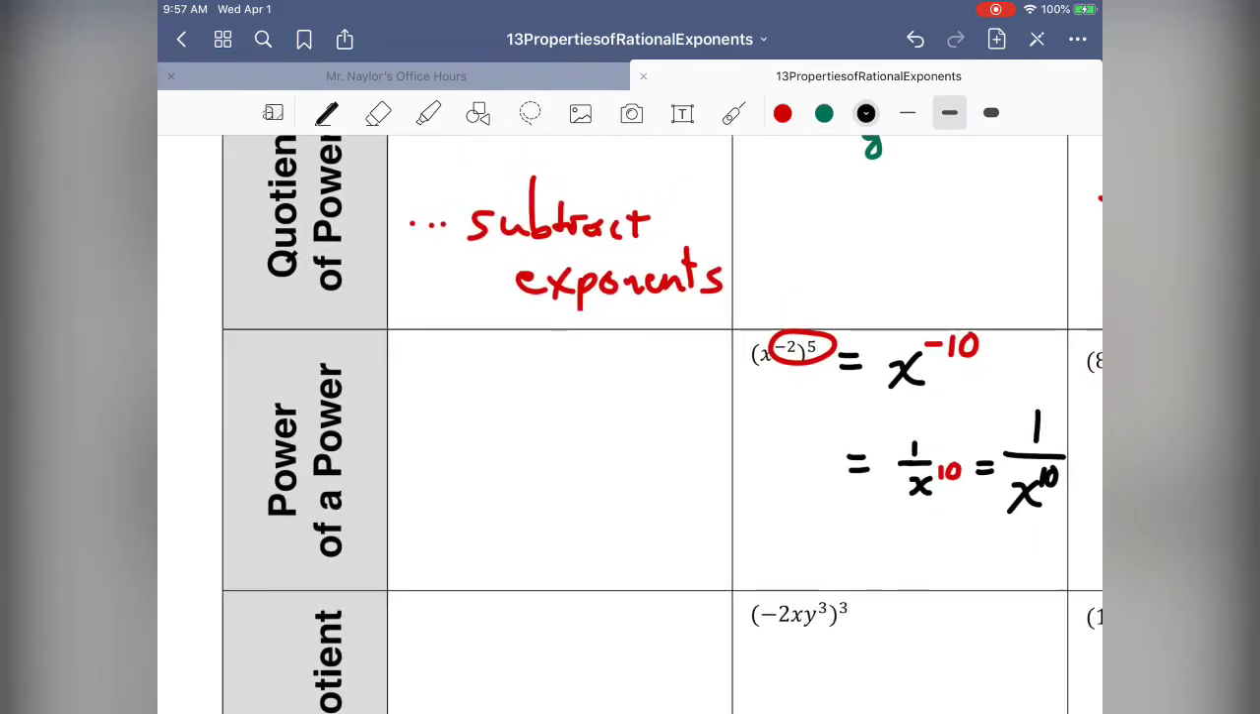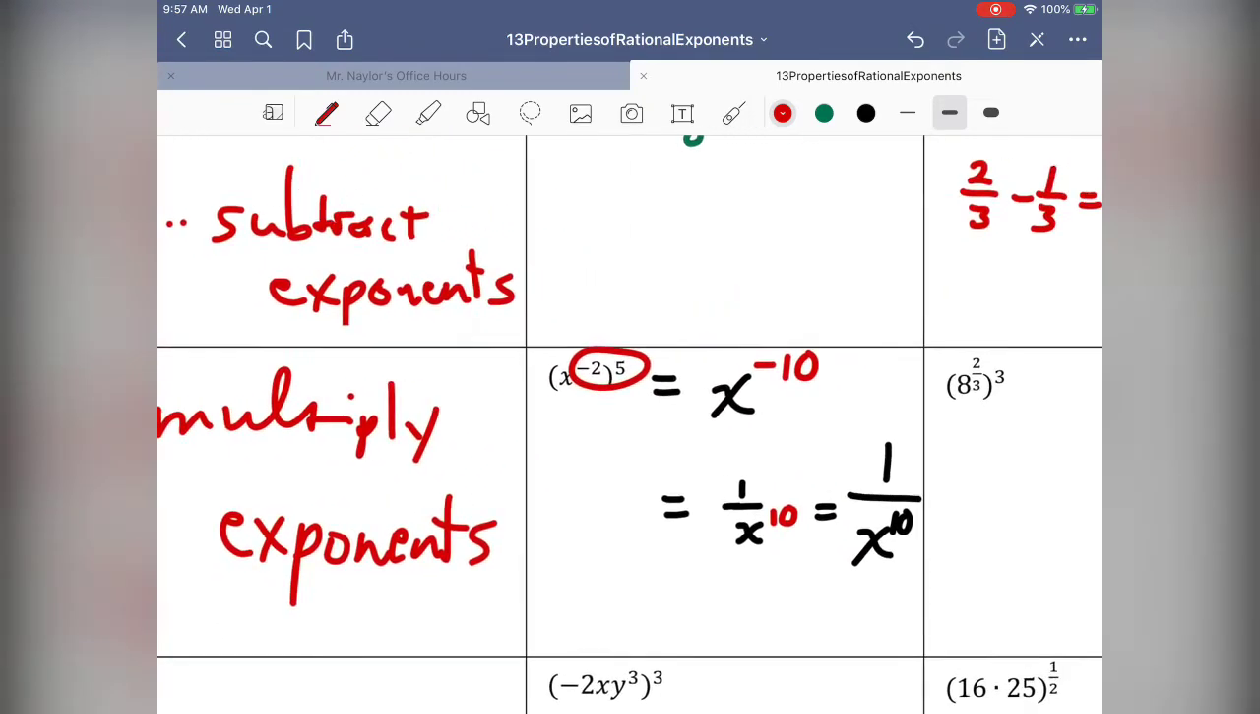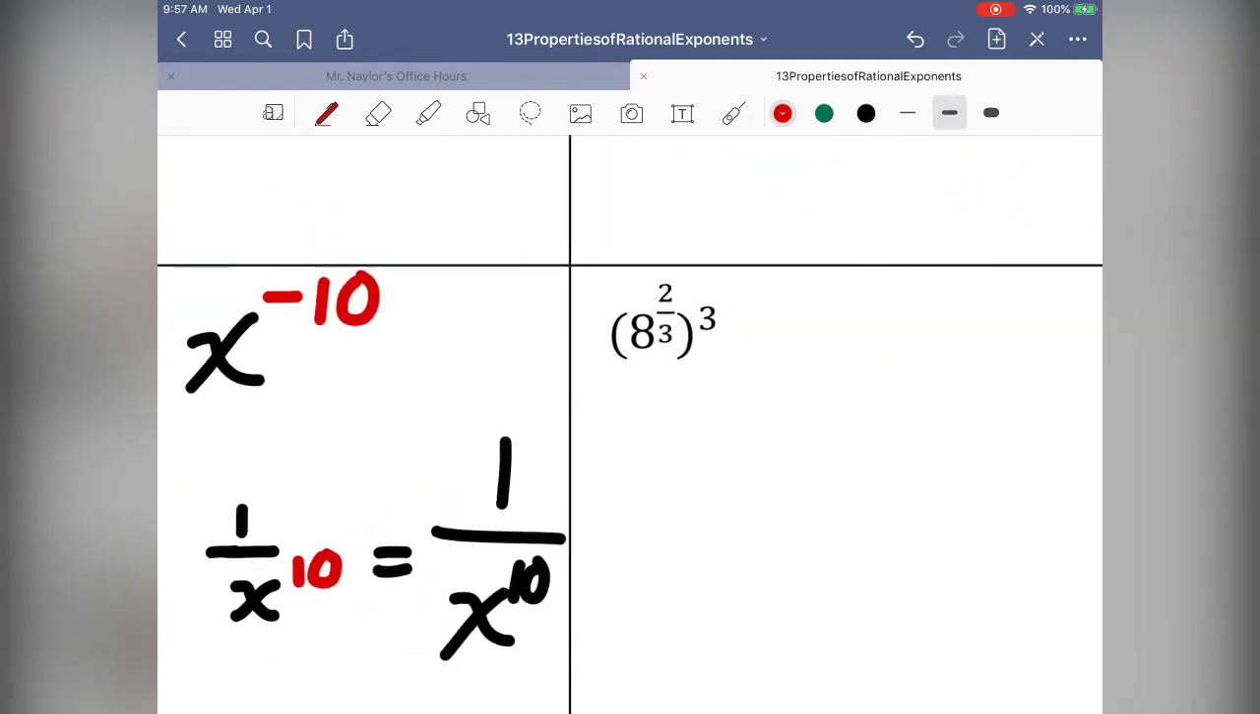Now, do you see what happened in this problem? We multiplied the exponents. You multiply the exponents whenever you have like a power to a power. Now, a power to a power is when you have 2 exponents side by side. So clearly there are 2 exponents side by side here. So we're going to multiply the exponents. Now, as we've done in every problem, you keep the base the same. So the real question here is, how do you multiply 2/3 times 3?